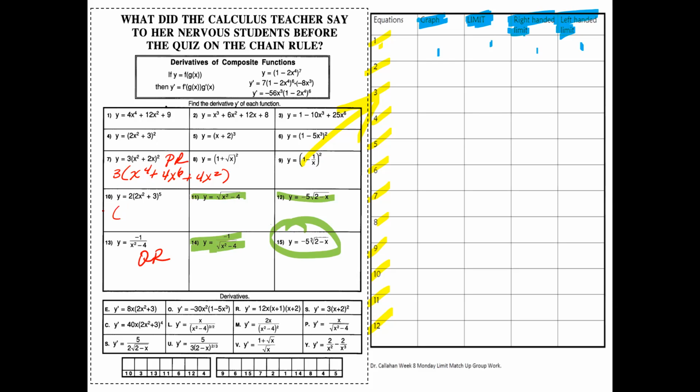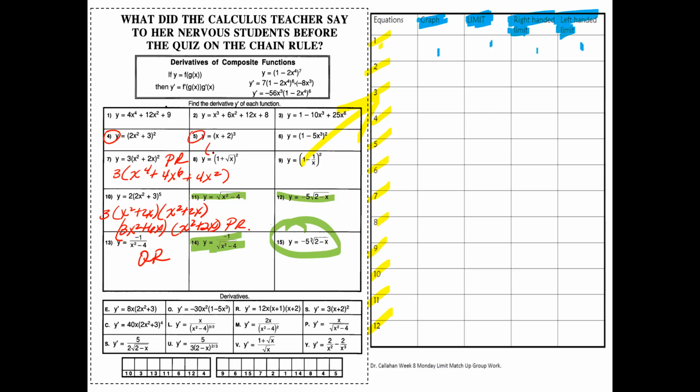And actually, with number 7, you can also do the product rule. If you want to take the 3 on the side here, x squared plus 2x times x squared plus 2x. Distribute the 3, you have 3x squared plus 6x times x squared plus 2x, and then product rule. Try it that way. You could do the same thing with number 4.